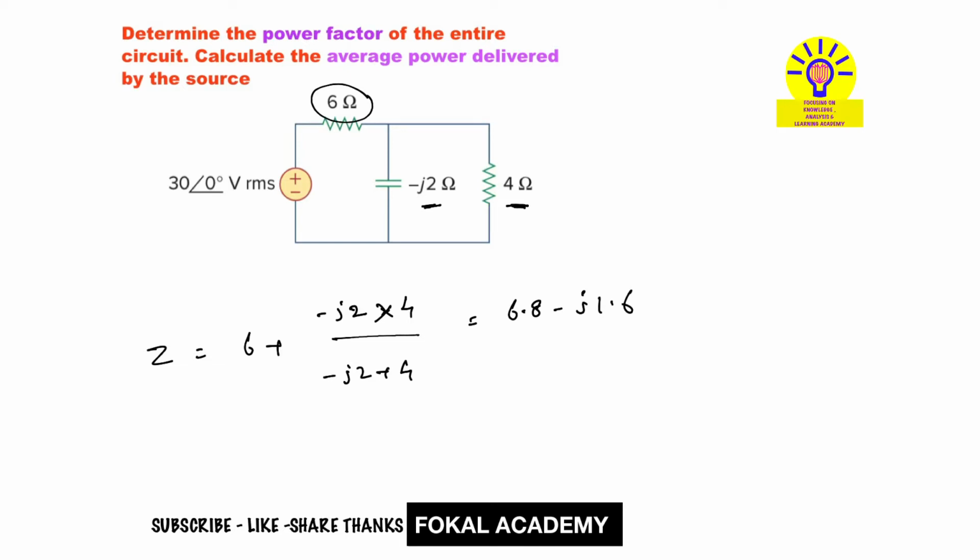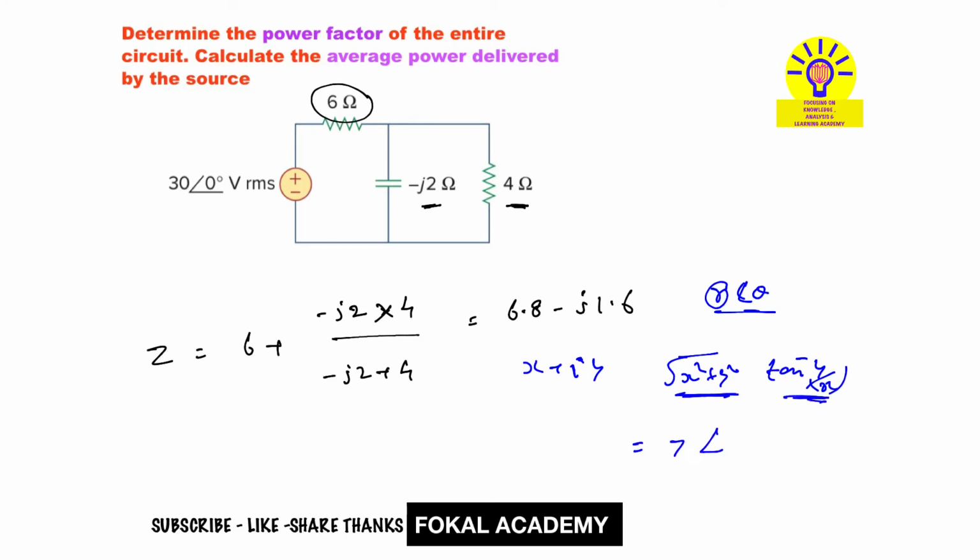So let us assume that this is in X plus jY format and convert it into polar form, that is R into angle theta. How can you convert? R means root of X square plus Y square, and the angle means tan inverse of Y by X. By applying this formula, we will get R equal to 7 with angle tan inverse of Y by X, which means minus 13.24 degrees. So this is the pure resistance for the overall circuit and this is the impedance for the overall circuit.